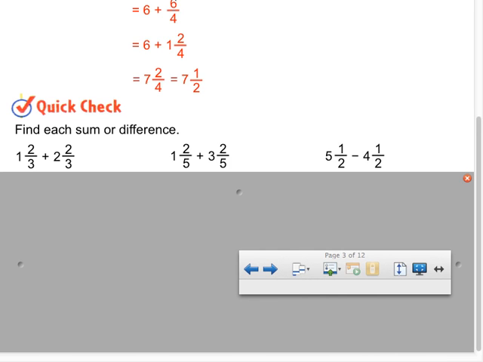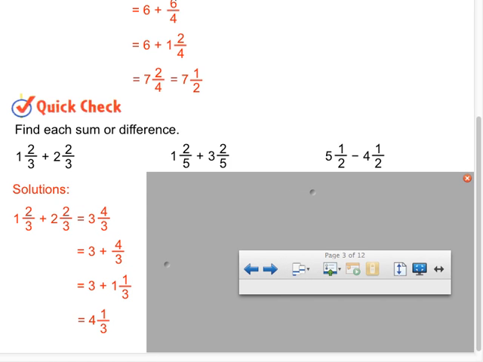Okay, does anybody have the first problem? Tori, do you want to give this one a try? What did you get? I got 4 and 1/3. Very good. So let's take a look at this answer.